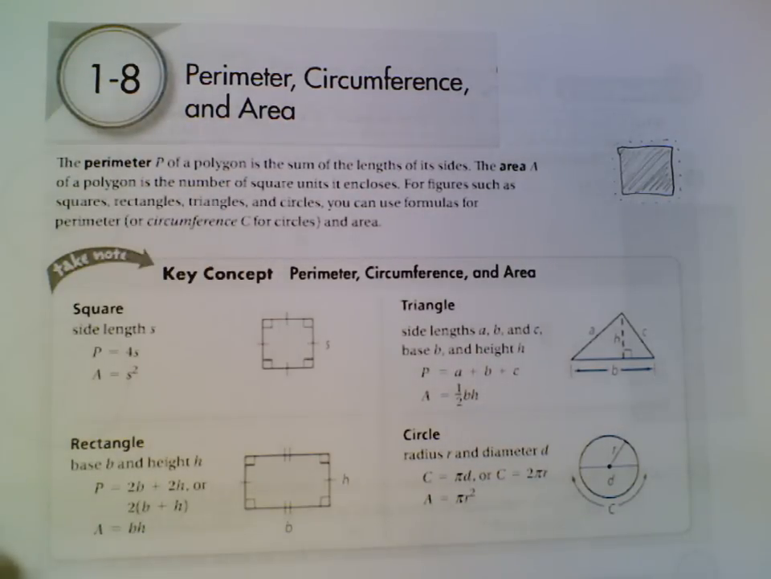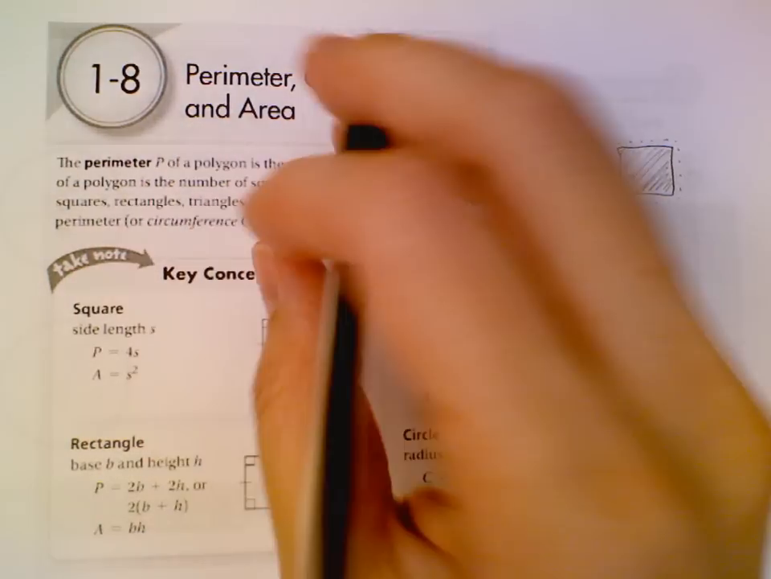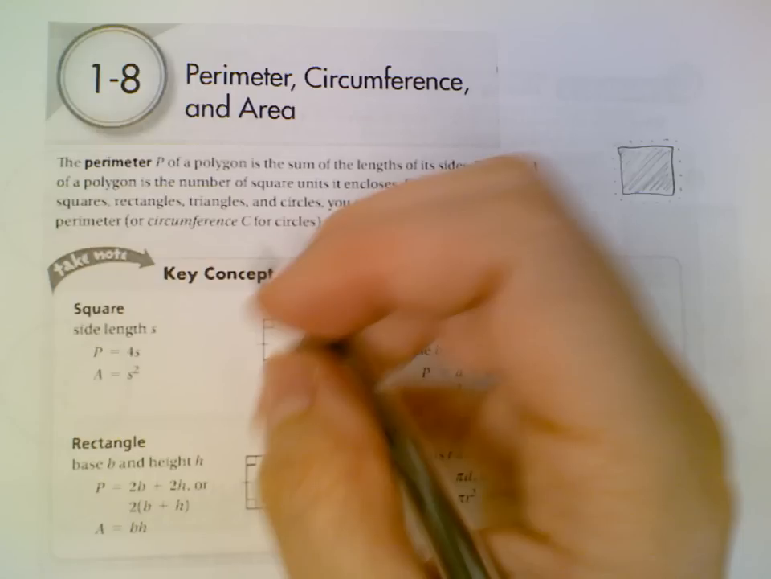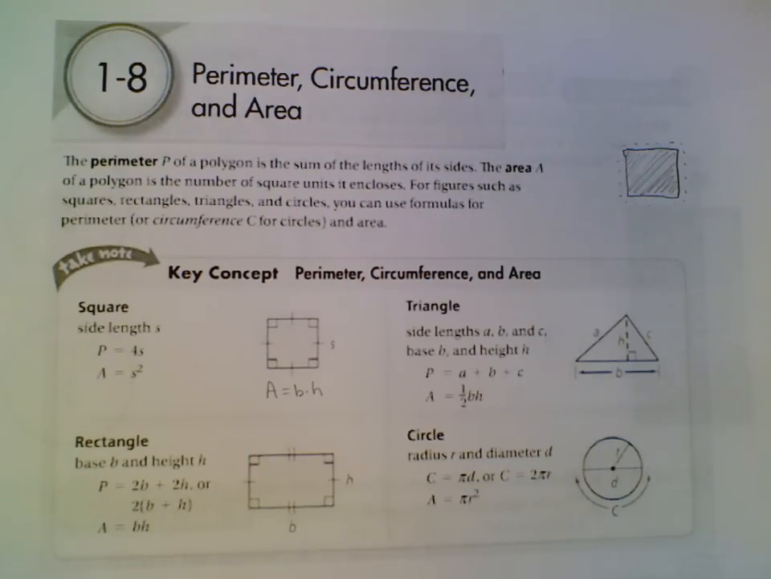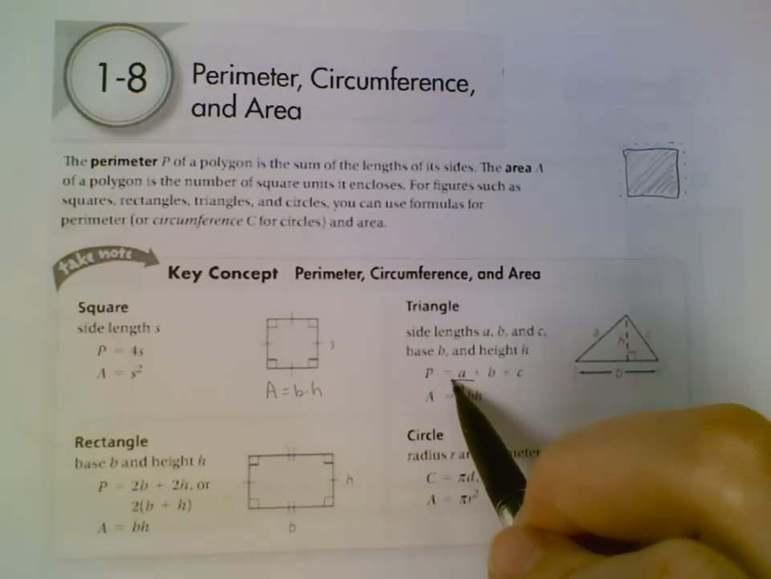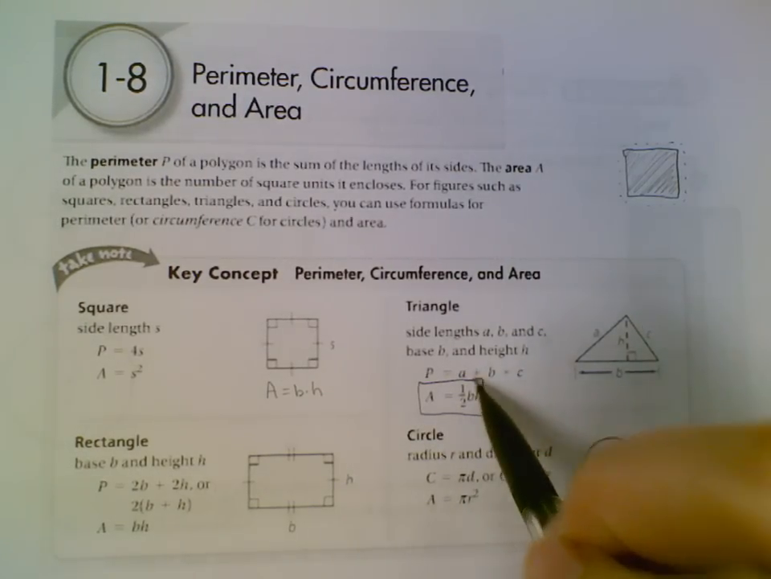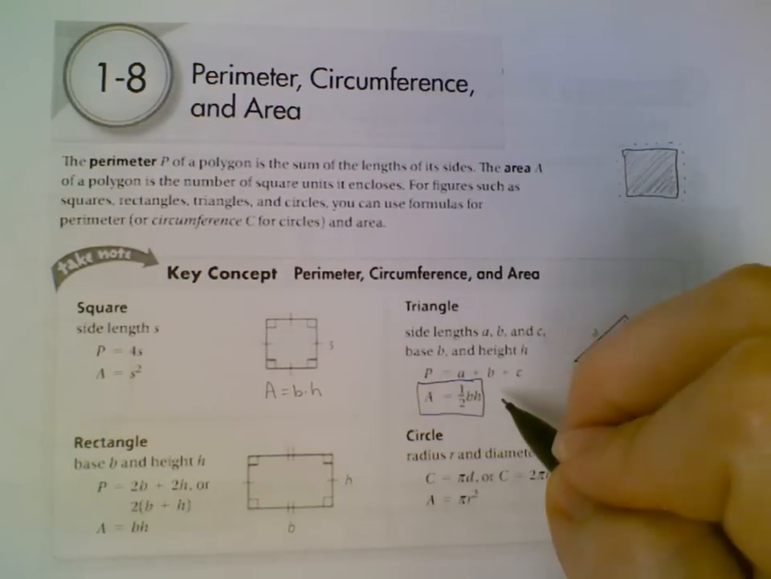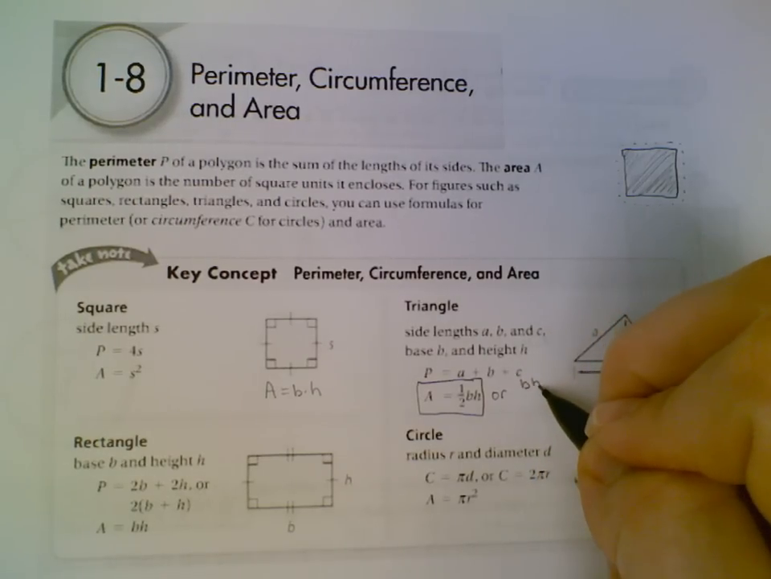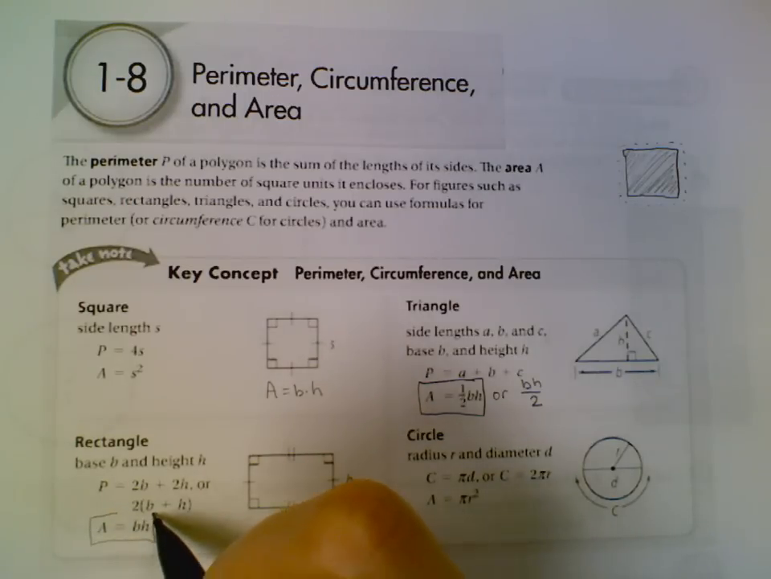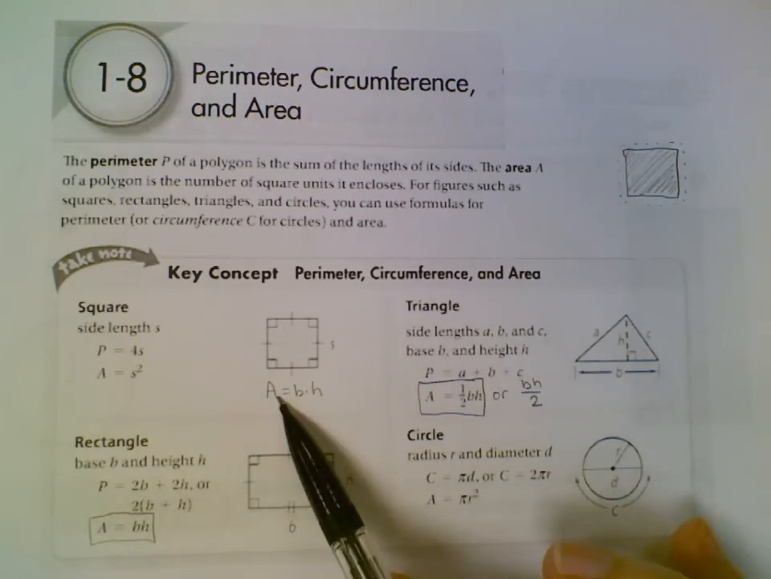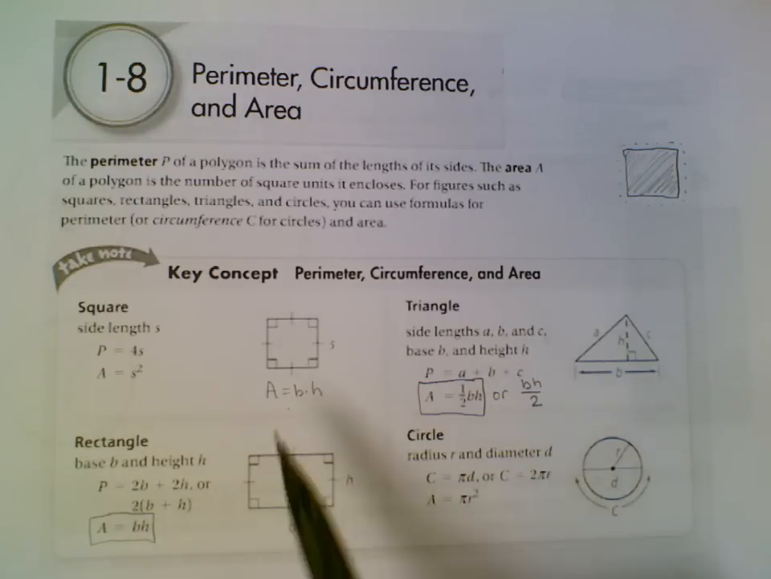Okay? Now for area, you want to know for a square that it's always going to be length times width or base times height. For a triangle, it's going to be a half times base times height, or base times height divided by 2, depending on which one you like to use. And then for a rectangle, it's going to be the same that we already used for a square. So square and a rectangle should be using the same one.